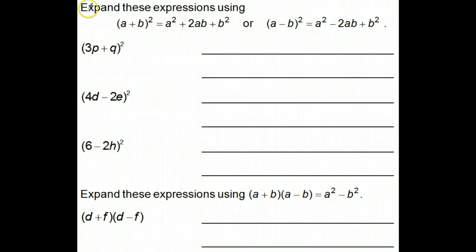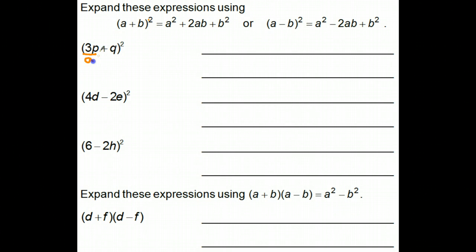Okay, so the question is, expand these expressions using either perfect squares, (a plus b) all squared, or alternatively (a minus b) all squared. And that one expands out to that, and that one expands out to that, which we showed you in class. So I'm going to do these with 2 lines of setting out. So let's have a go with the first one.